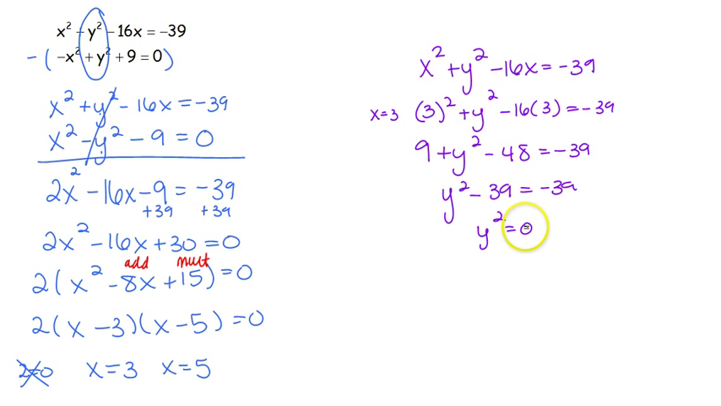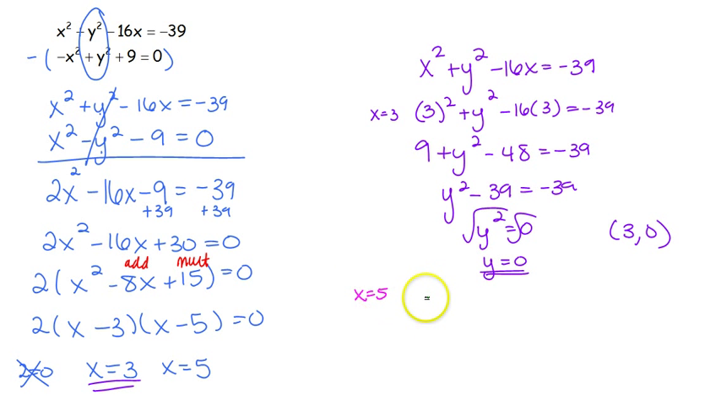Y squared is equal to 0. The square root of 0 is 0. So we have when x is 3, y is 0. So our solution here is 3, 0. And our last one is when x is equal to 5.